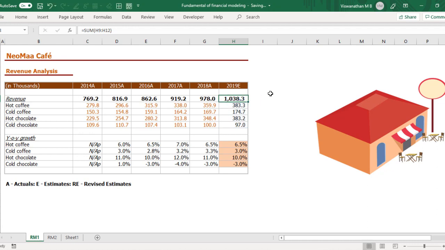Now on the face of it, it looks absolutely right. I have the revenue for next year, which can then flow into my income statement forecast, and I can create a full-fledged model using that. But what's wrong about this? For a moment, let's assume that you frequent a cafe, and in that cafe you have your own favorite beverage. Let's say cold coffee. But one day when you visit the cafe, the store manager tells you that they have significantly improved their cold chocolate product and that you should give it a try.